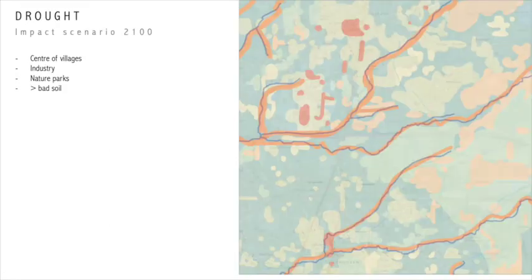And in terms of drought, if we look at the impact scenario for 2100, we see that in some locations a greater drought stress will be present, more specifically in the higher areas where nature parks are located, but also in the more built-up areas.